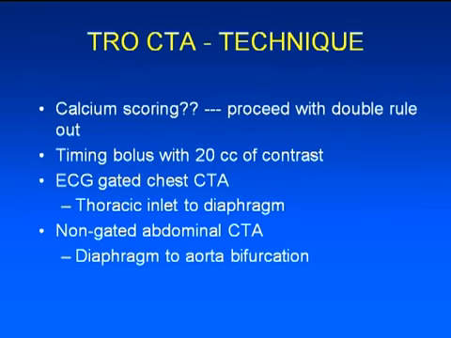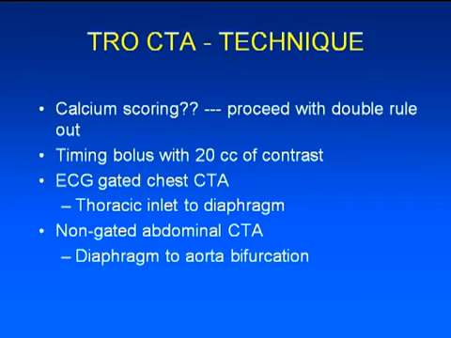What we do is a bolus timing with 20 cc's of contrast, and you see how long it takes to opacify the ascending aorta. Then you do an ECG-gated chest CTA from the thoracic inlet to the diaphragm. And we continue with a non-gated abdominal CTA to look for extension of a dissection.